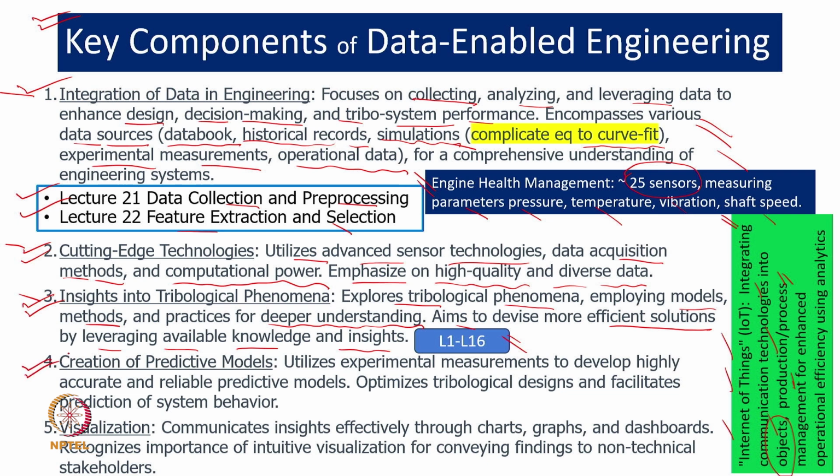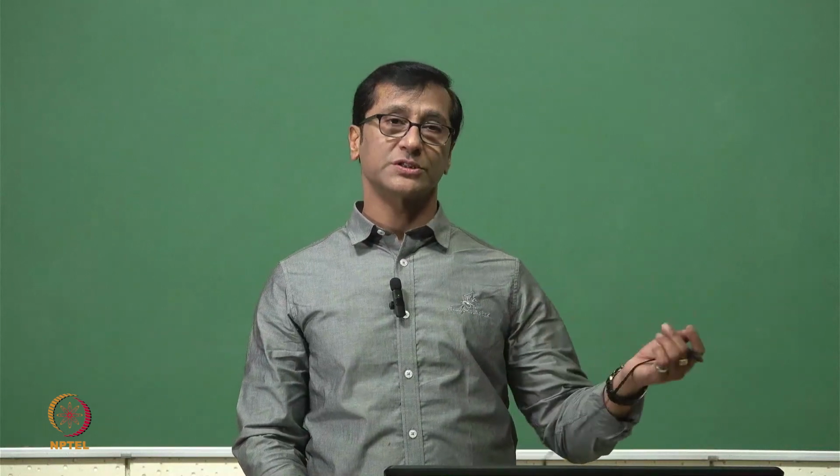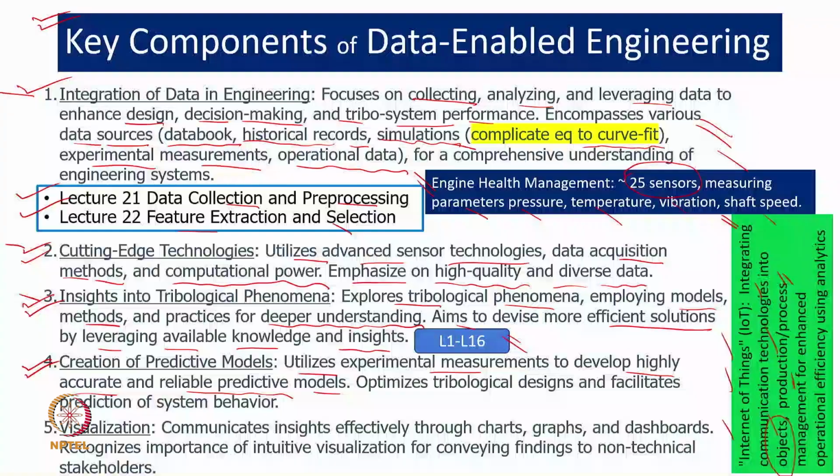Then we need to go ahead with this kind of regression model or predictive models. We say creation of the predictive model. So utilize experimental measurement to develop a highly accurate and reliable predictive model. So we get a model first, and then we do experiments, and then we improve the model which we are getting from tribological knowledge or other available data knowledge, and try to improve it with cutting edge technologies, or maybe the sensor output which is delivering data to us.